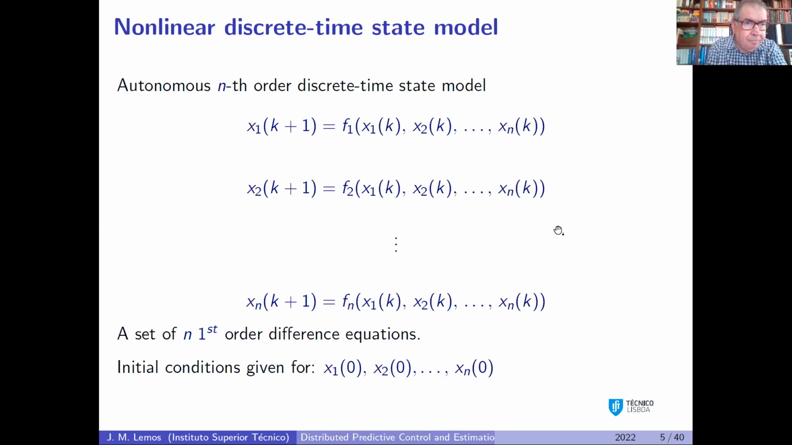Okay, so a nonlinear discrete time model can be represented by a set of first order difference equations in which each of the states is incremented based on a function that depends on the present values of the state.